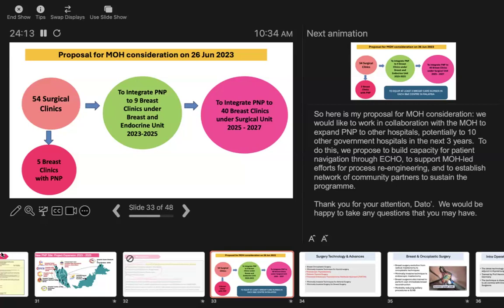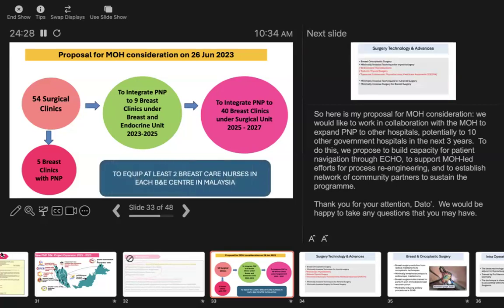We make sure that all these 9 breast centers have this kind of program. And later on, in 2 years' time, we want to integrate this patient education program into all 40 breast clinics under surgical units within another 2 years. And we would like to equip at least 2 breast cancer nurses in each breast endocrine center.